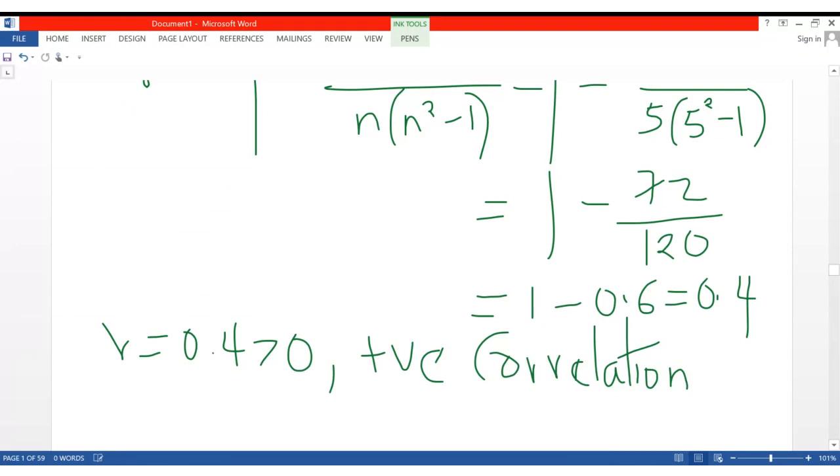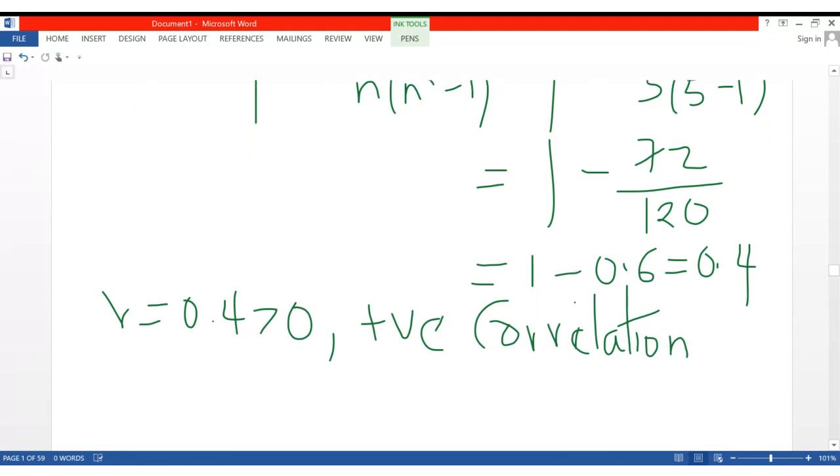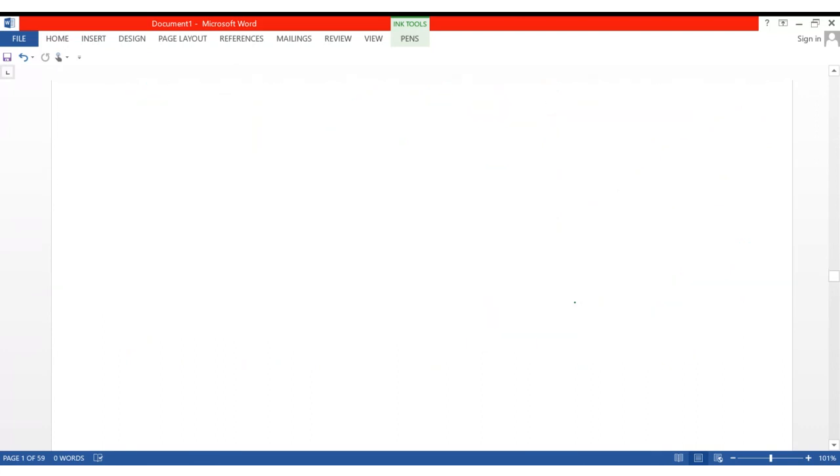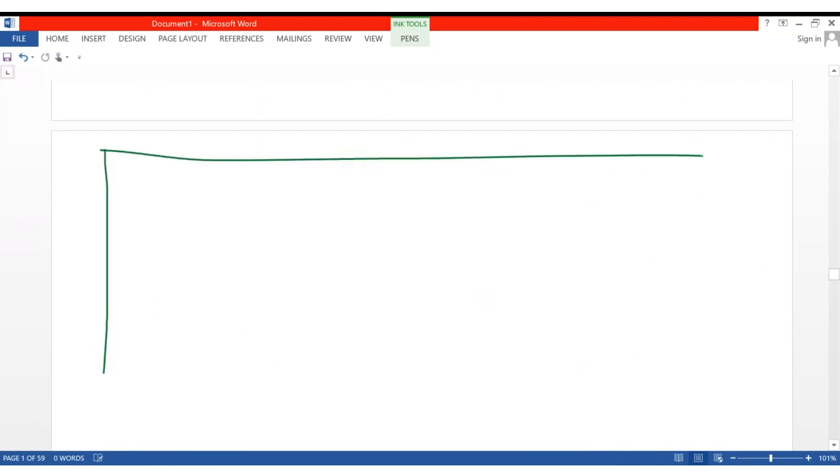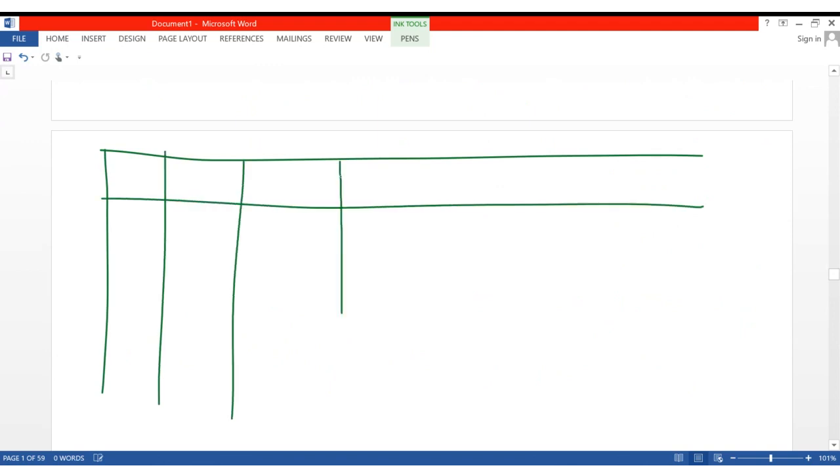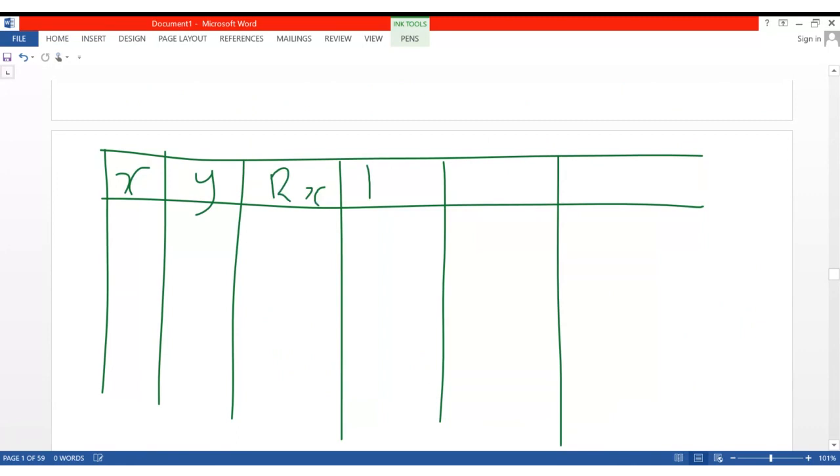So let me do a bit harder one for the Spearman's, and then you'll be able to tell me. You can just have almost the same example. This is our x, y, rx, ry. Remember our d, which is given by rx minus ry, and then we have here d squared. Here now the ranks are the most important.